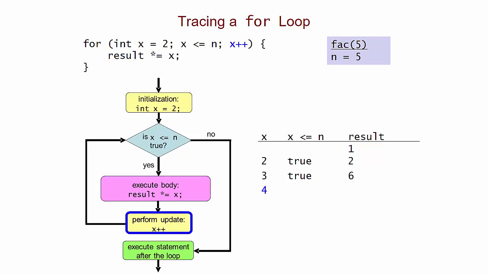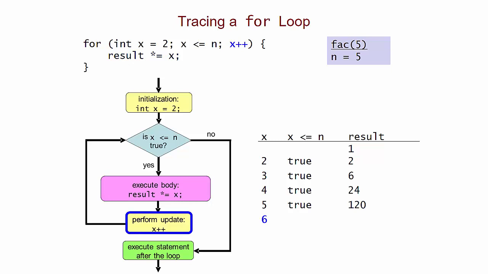We update x to be 4. We do our test again. It's still true, so we do our body again. 6 times 4 is 24. That's the new result. We update x to 5. Test again, still true. Body gives us 120 for result.